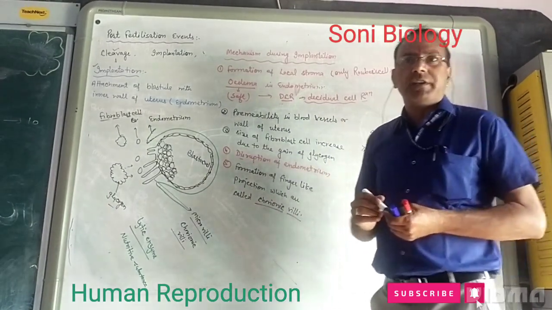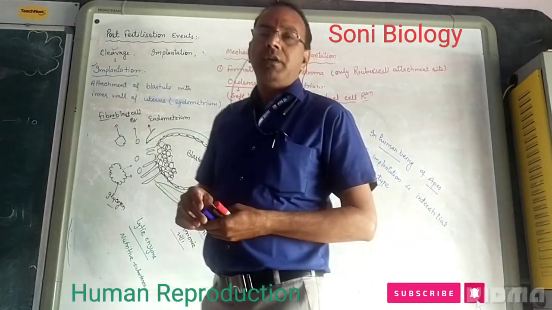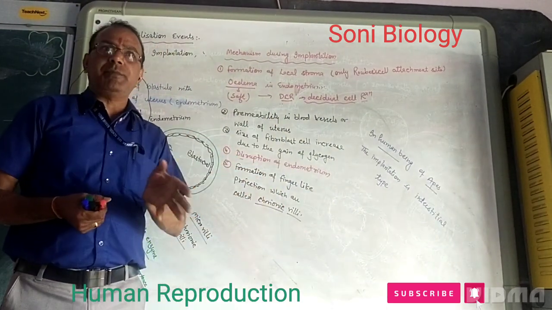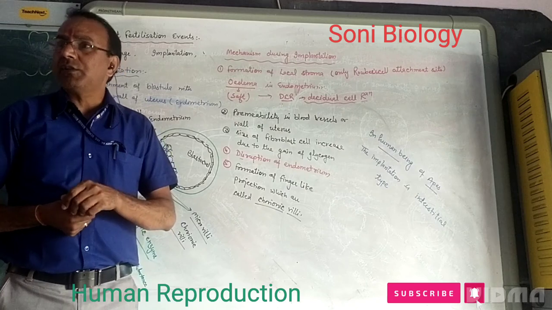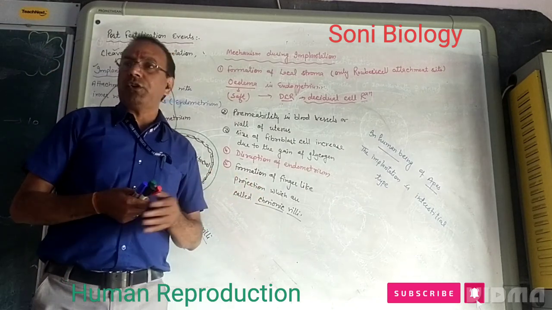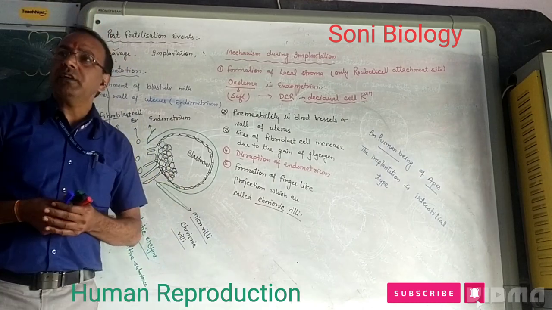In the next part, we will discuss what happens after implantation, gastrulation, and how the germ layers form. What do we mean by germ layers: ectoderm, mesoderm, and endoderm. The formation of the germ layers, in the next part, we will discuss in gastrulation.